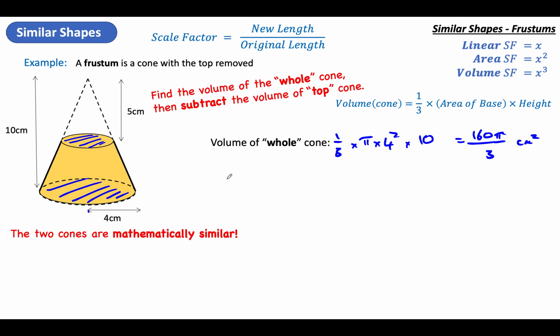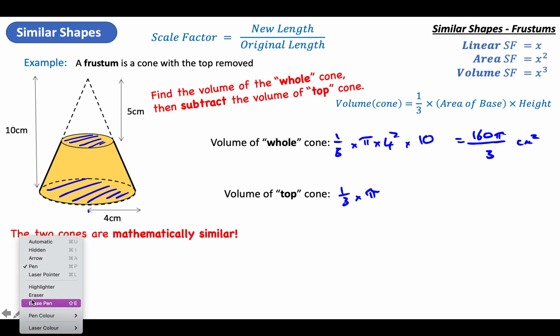Now, what about the volume of the top cone? So I'm going to do 1/3 times the area of that base of the top cone. That's the top bit there. Well, that's 1/3. In fact, I'm going to tell you what, just makes things really clear.